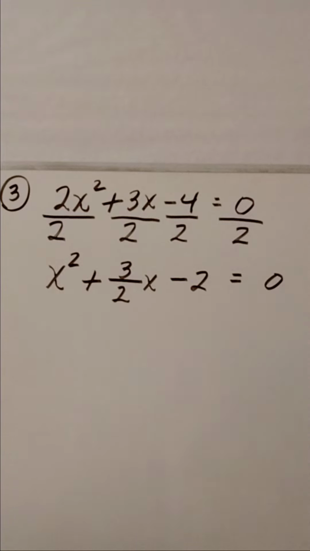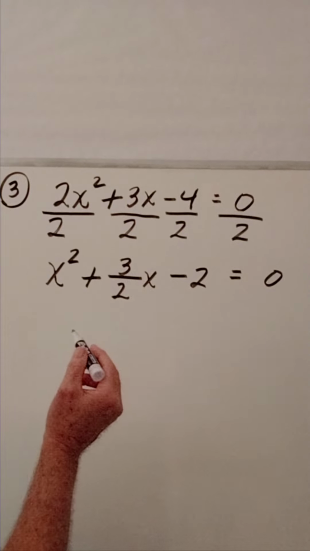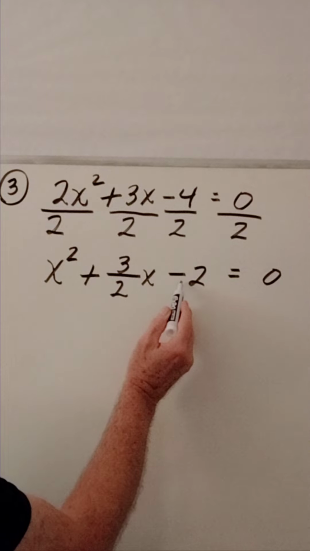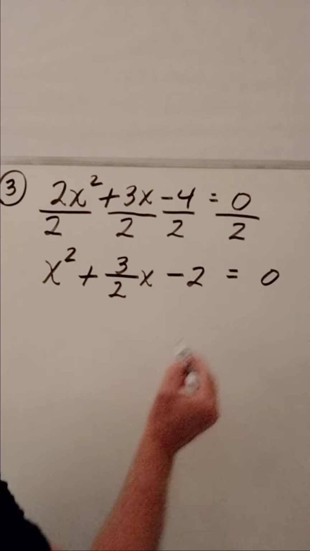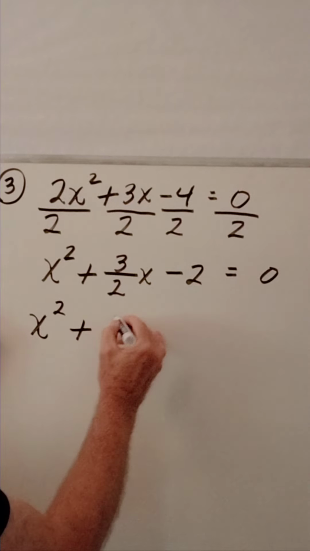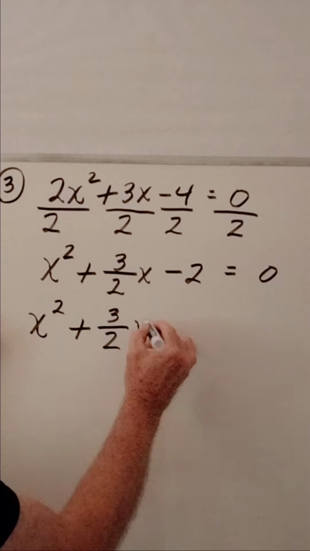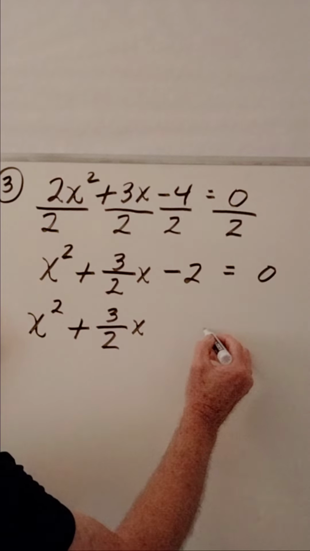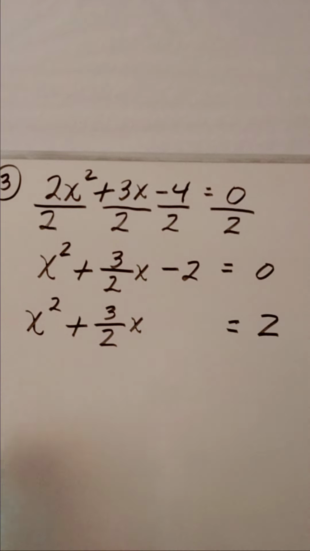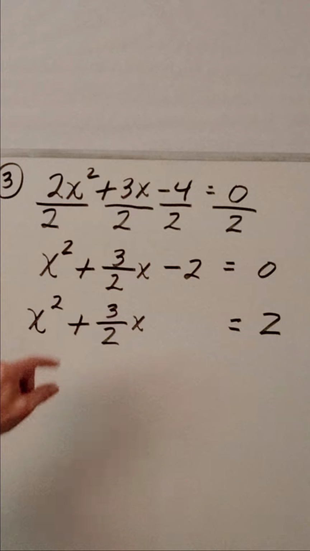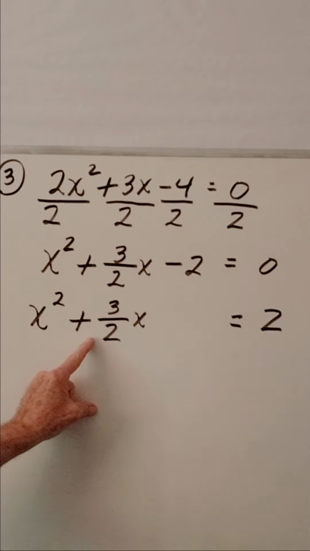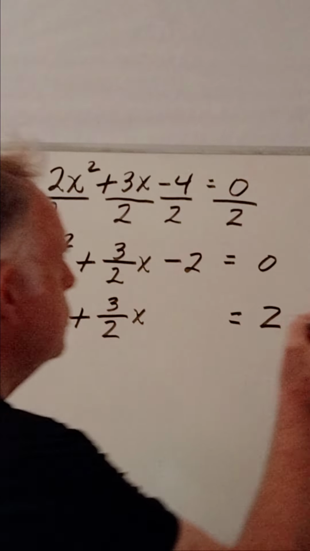Now we move into the process of completing the square. Step 1. We move the constant term over to the right-hand side. And so we'll have x squared plus 3 halves x, leave some space, is equal to, move it over and change its sign. Next step, take the coefficient of the linear term, the positive 3 over 2, write it over to the side.